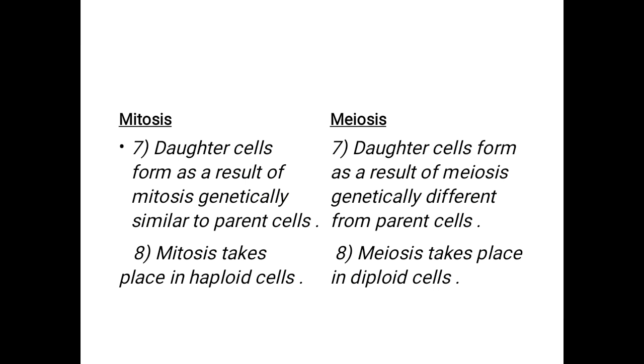The eighth difference: mitosis takes place in haploid cells and meiosis takes place in diploid cells. Haploid cells are those type of cells which contain a single number of chromosomes, while diploid cells are those type of cells which contain the double number of chromosomes.